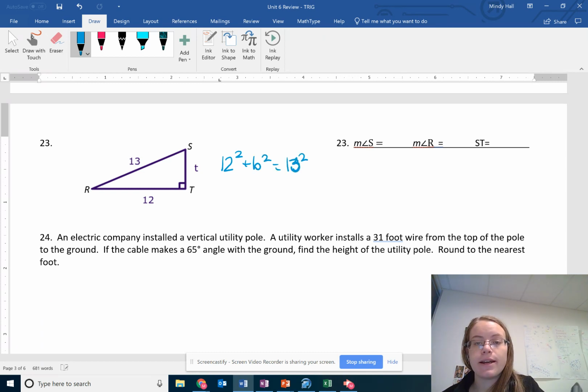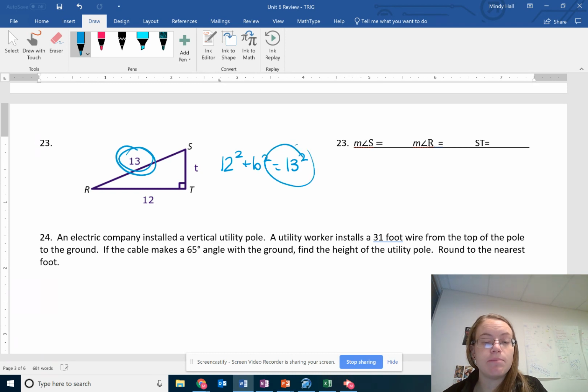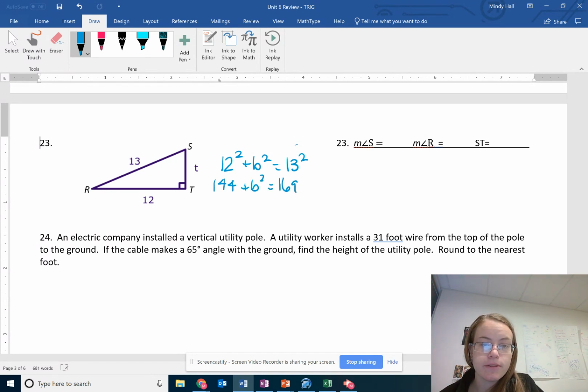And just FYI, in case you did set this up slightly differently, it does have to be this way. The only change you could make is maybe have b squared plus 12 squared instead, but that 13 is the hypotenuse, so that should definitely be by itself. So 12 squared is 144 plus b squared equals 169. When you subtract them, you get b squared is 25, so then b equals 5.